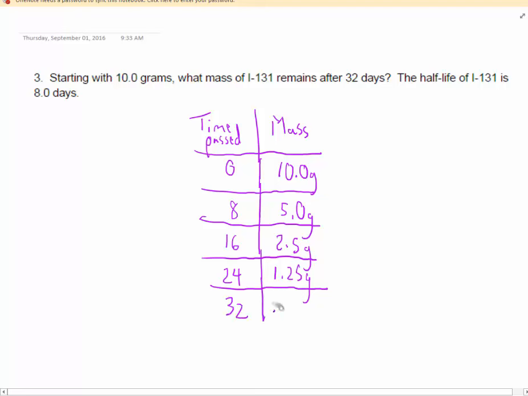So at 32 days, we would have 0.625 grams. Okay, so basically just the same thing as number 2.